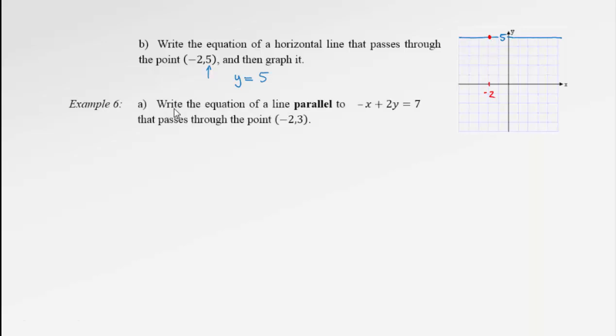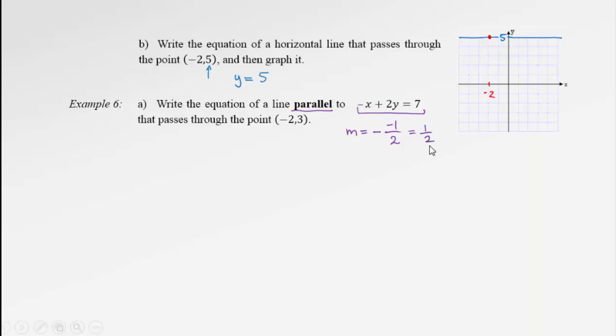Now another example asks us to write the equation of a line parallel to the given line that passes through the point -2, 3. Since our future line must be parallel to this one, the slope of this line and the desired line must be the same, because parallel lines have the same slope. So let's calculate the slope from the given line. To do that, we can either solve for y and find out the coefficient by the x, or we can use the formula a over b and change the sign. So -1 over 2, but we have to switch the sign. Okay, so that's really 1/2.